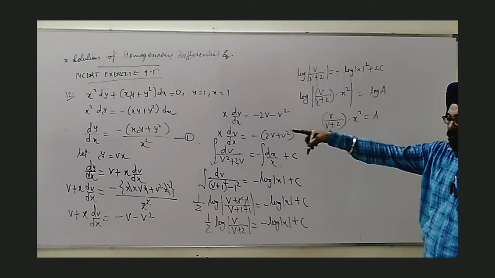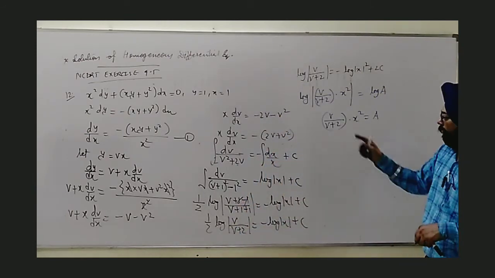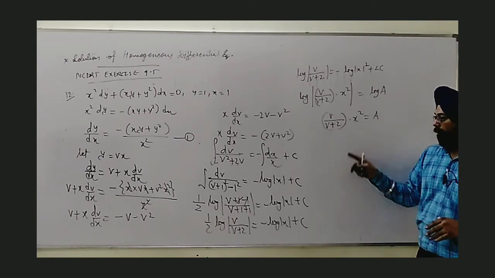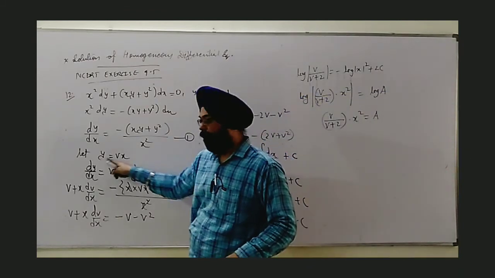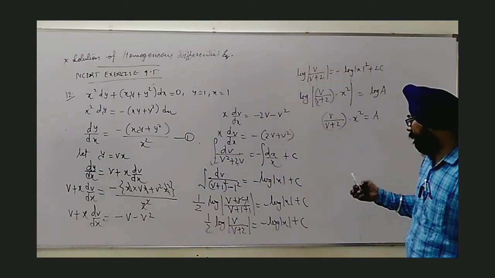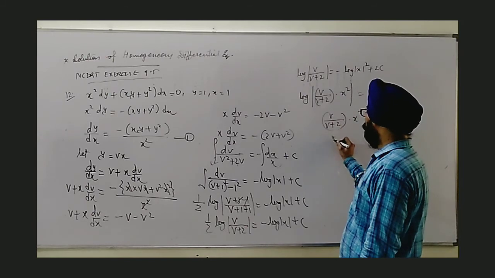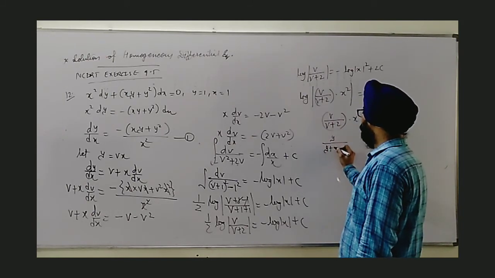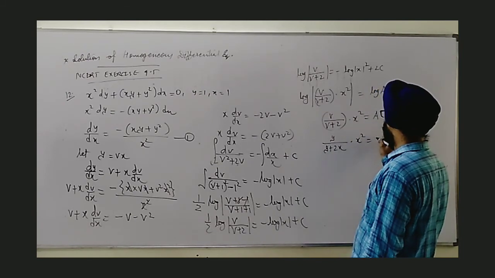Now replacing v as y upon x. Here is an important point. Our purpose here is to find the constant. Either you directly put the value of v and x, or v also can be obtained by putting 1 in place of y and x. Okay, that can be done. It depends. So if I put the value y upon x, here also y upon x, the result is y upon y plus 2x into x square equal to a.